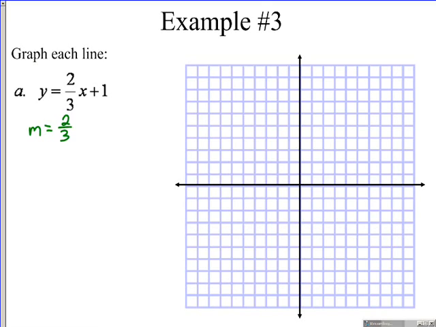We know that our slope is 2/3. Y-intercept is the ordered pair 0, 1. So from here, I'm going to put a point on the y-intercept at 0, 1. And I'm going to use our slope. Now, rise over run. From there, I go up 2 and over 3. Up 2 and over 3. Connect those points with a line. And there's our graph.